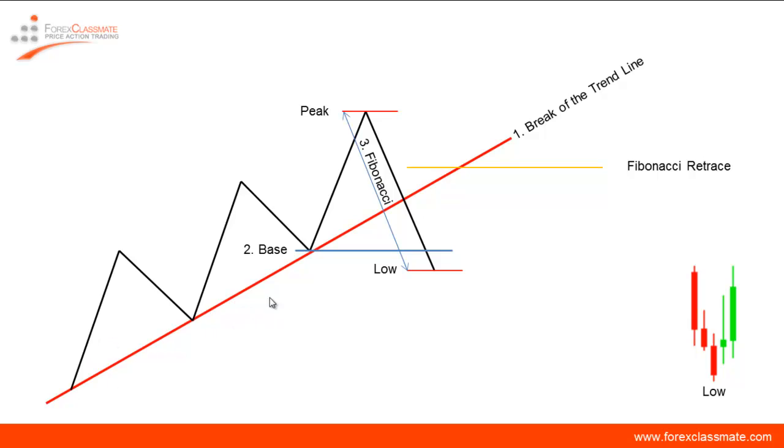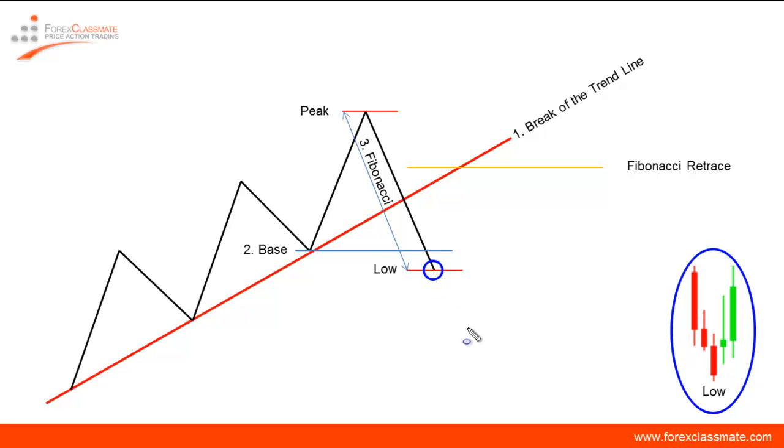Okay, then let's review what's happened so far. First of all, we've got, number 1, a break of the trend line. Number 2, we've got a break of the baseline, and we've formed a low point. Remember, this is your low point right here. We've formed a low point below the baseline.